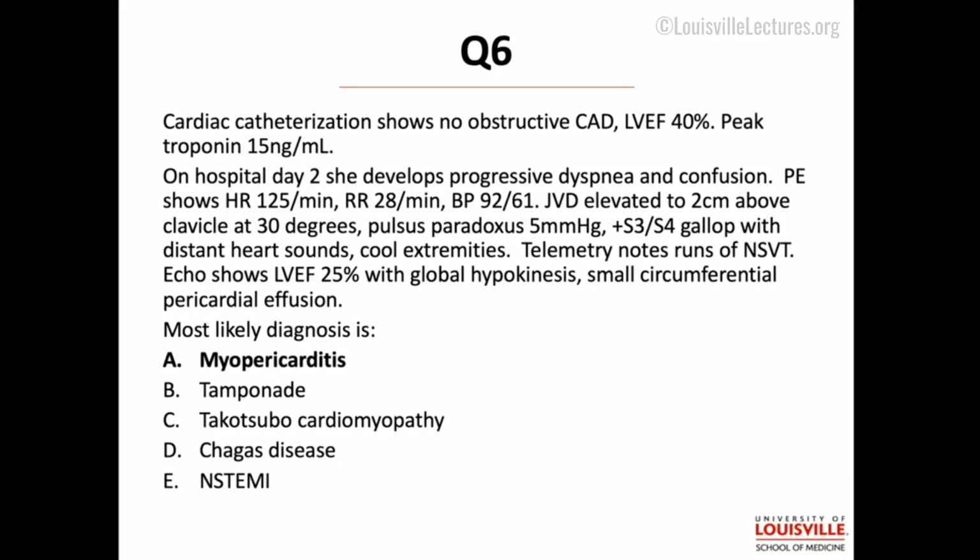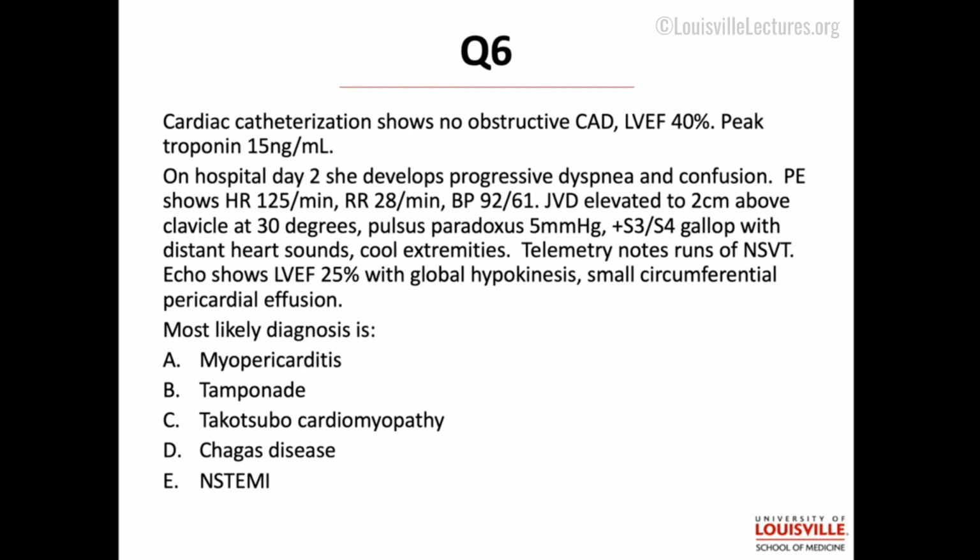So this patient has what I call myopericarditis. We're combining the words myo and pericarditis because this is not just pericarditis. This is now involving the myocardium, and we know that for several reasons. The troponin of 15 tells us that the myocardium itself is inflamed.